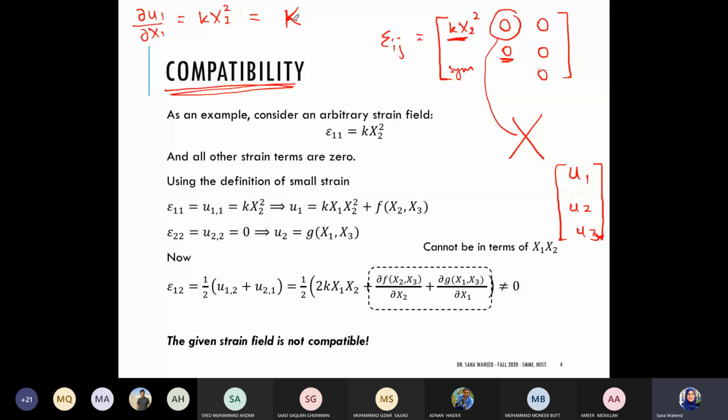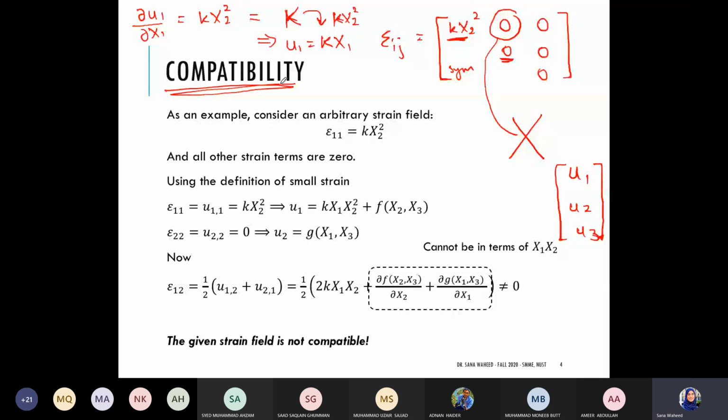Now if I'm integrating a constant with respect to x1, then wouldn't it just be, now that I'm performing this integration, u1 equals kx1? Right, ma'am. That's right. Right? Now please remember this k was actually equal to kx2 whole square. This is the small k.